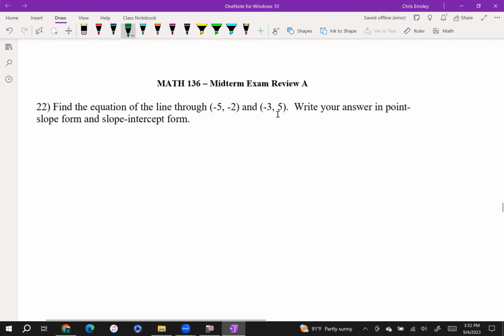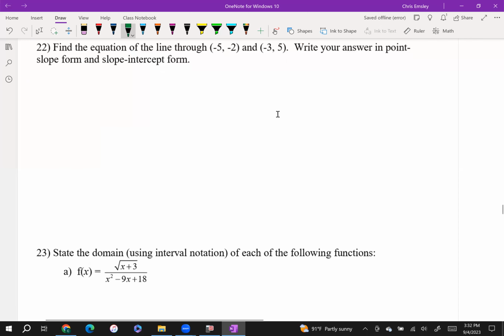Number 22, find the equation of a line through these 2 points. And then we want to write our answer in point-slope form and in slope-intercept form. Anytime you are asked to find the equation of a line, the most important thing we need to figure out before we can do the rest of the problem is the slope of that line. This one's pretty straightforward. They gave us 2 points, so we can just use our little slope formula.